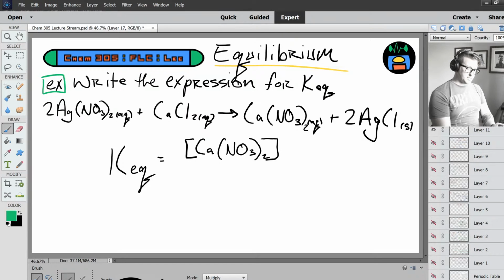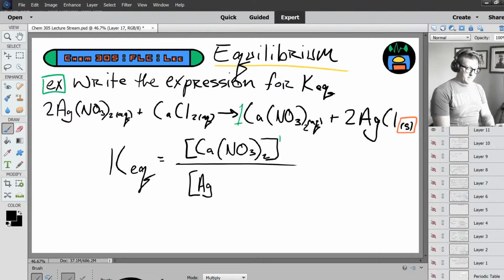And this has a stoichiometric coefficient of 1, so it's to the first power. All right, but check this out. Our other product, silver chloride, is in the solid phase, so it's not included in the equilibrium constant. Only phases with concentrations are included. So that's the only product that makes it into our equilibrium constant.